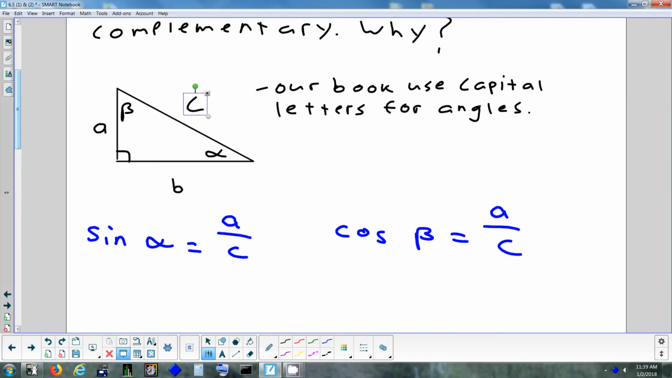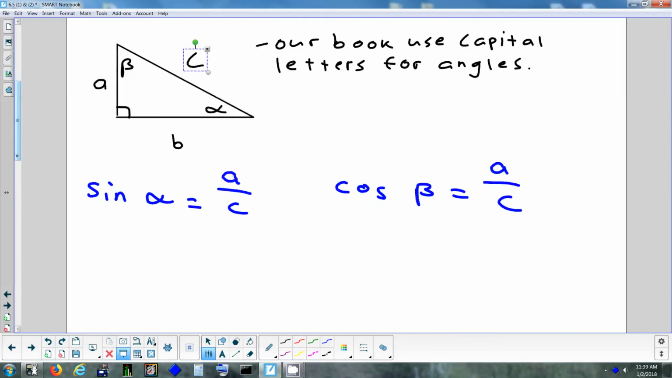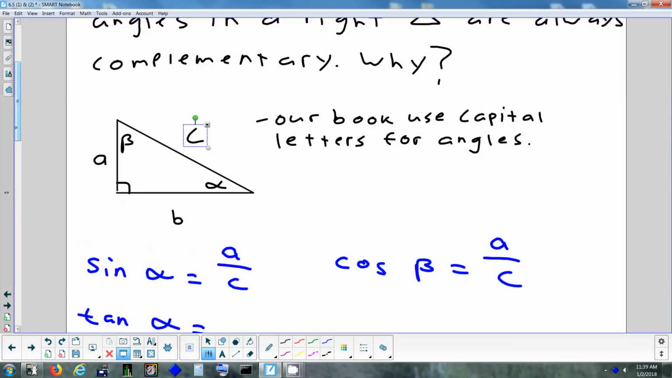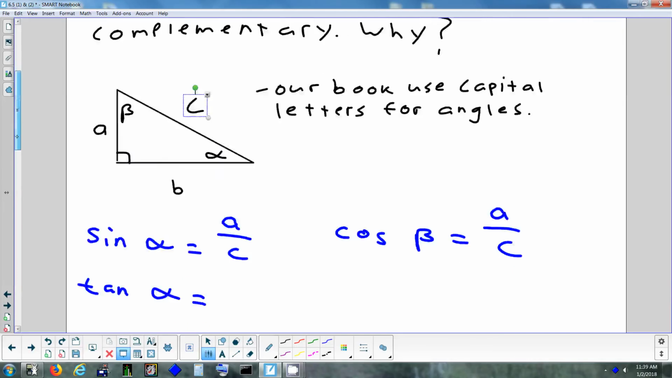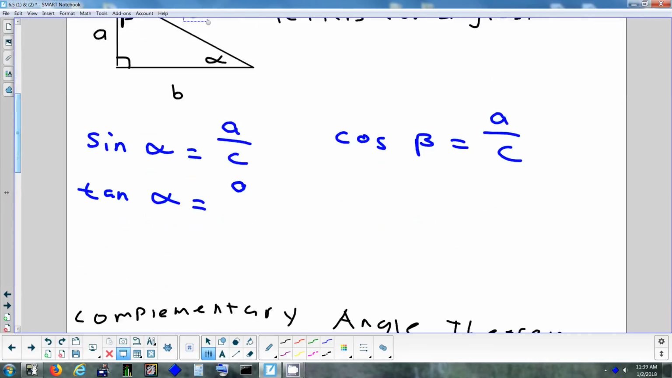Let's do one more. Let's do tangent of alpha. Okay, what's the tangent of alpha? A over B. Tangent would be opposite over adjacent, so it's A over B.